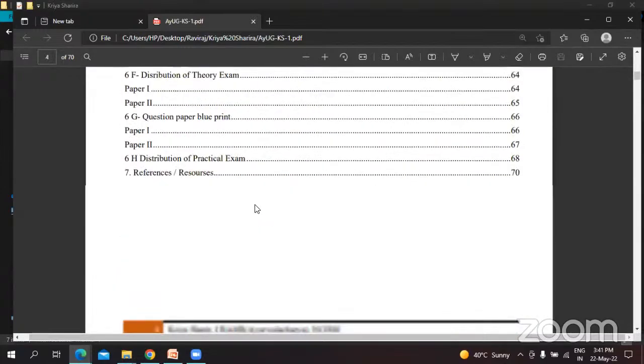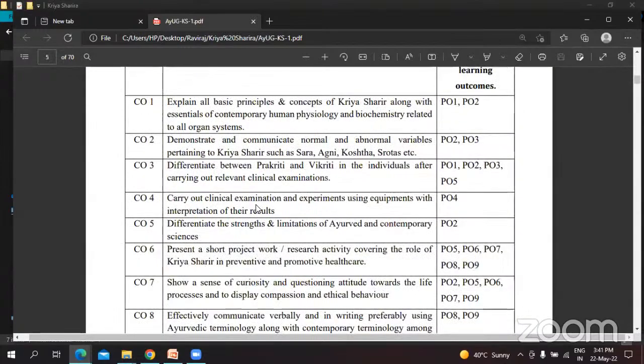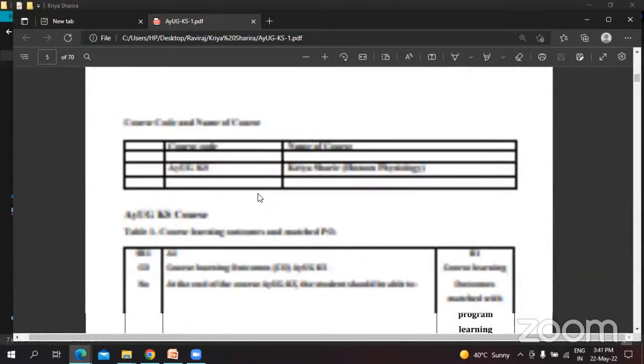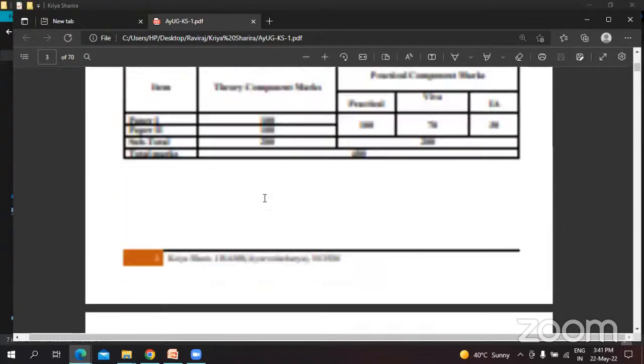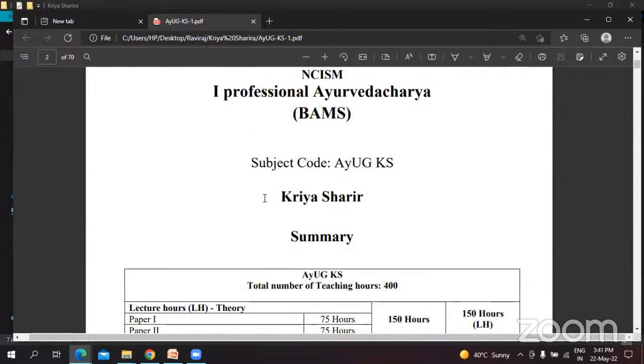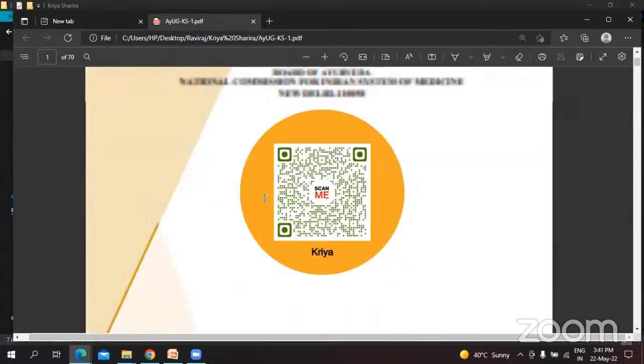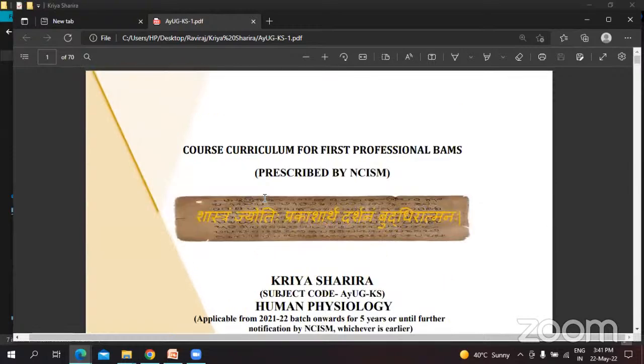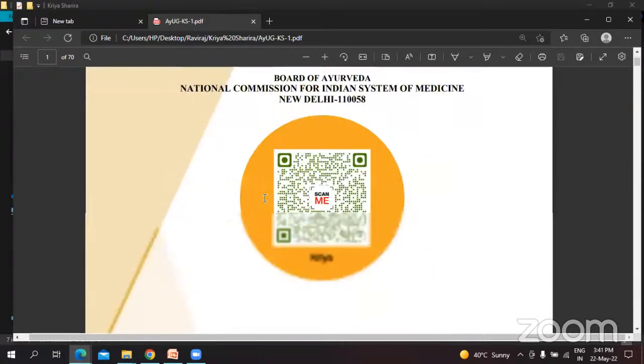This syllabus is available on the website of NCISM, the National Council of Indian System of Medicine, and I appeal to all of you to download the syllabus or syllabi of all the subjects so that you can refer to it and start planning your study from today itself.